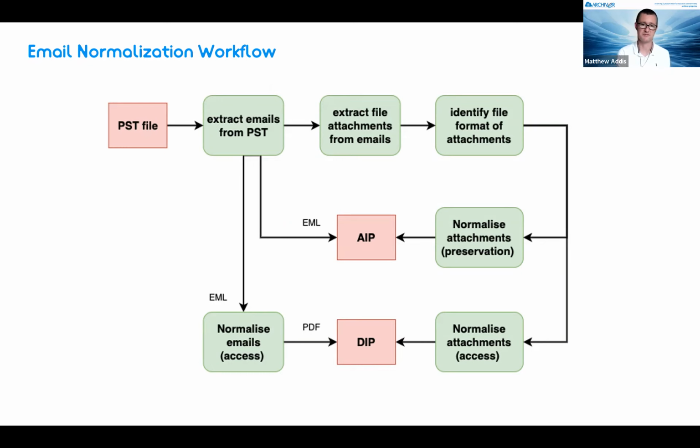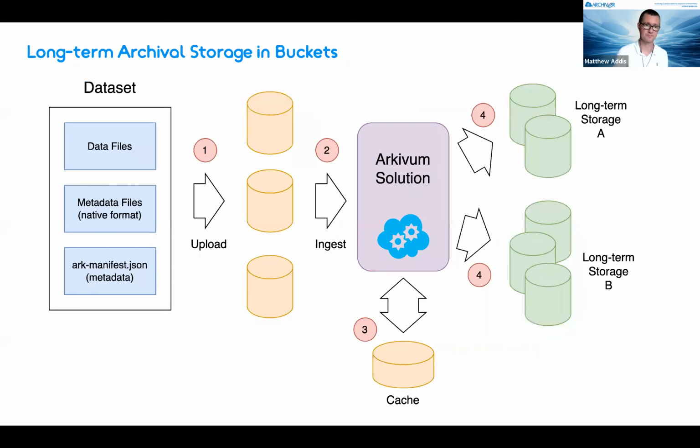So there's quite a sophisticated set of workflows that the system can apply depending on the types of files that are being ingested. And that's all in addition to bit level preservation. So this is how we use multiple buckets for long-term archival storage of content.